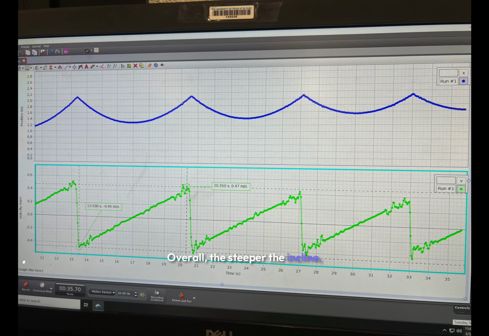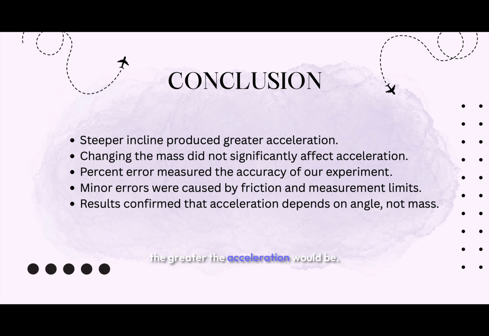Overall, the steeper the incline, the greater the acceleration will be. Changing the mass did not significantly affect the acceleration, and the percent error measured the accuracy of our experiment. Our minor errors were caused by friction and measurement limits, and last but not least, our results confirm that acceleration depends on the angle and not the mass.